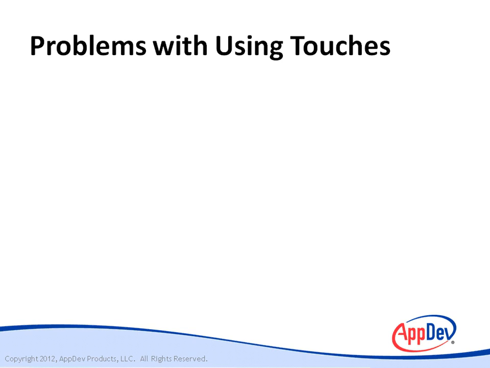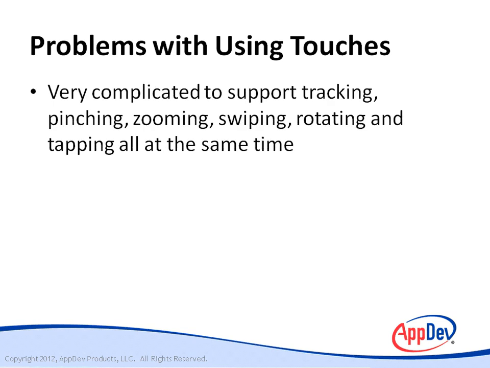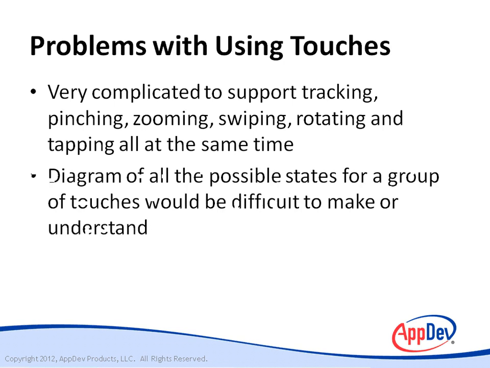So we've seen some of the problems with using touches. First is that there's a lot of different things a user might be doing. It's very complicated to support, for example, simultaneous tracking, pinching, zooming, swiping, rotating, and tapping all at the same time with the same methods. So if you were to make a diagram of all the possible states for a group of touches, you could quickly reach a very, very confusing state that would not be an easily maintainable piece of code.